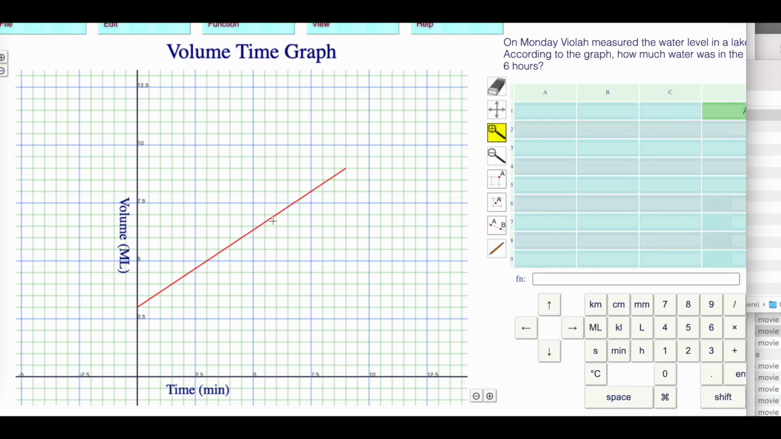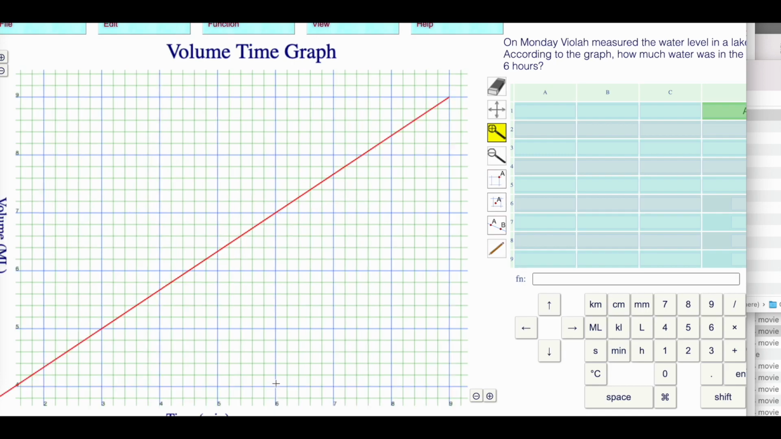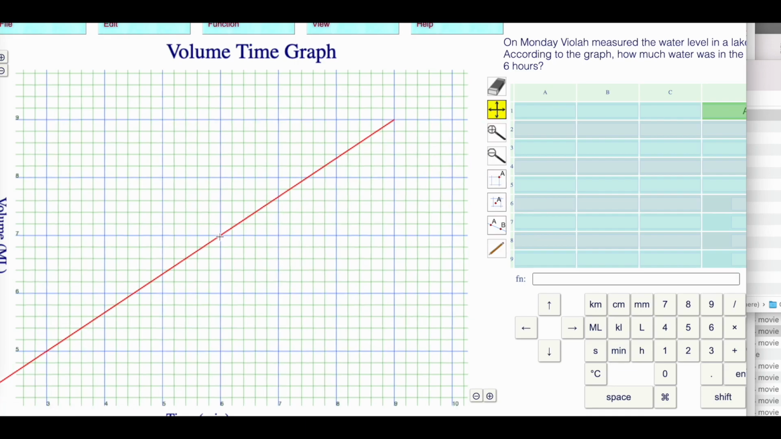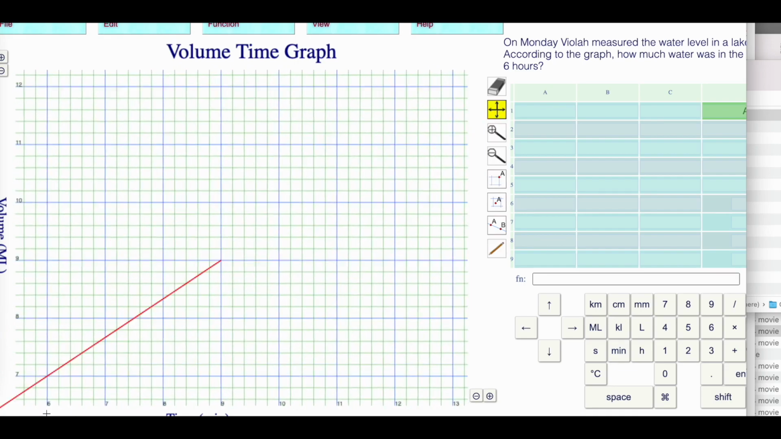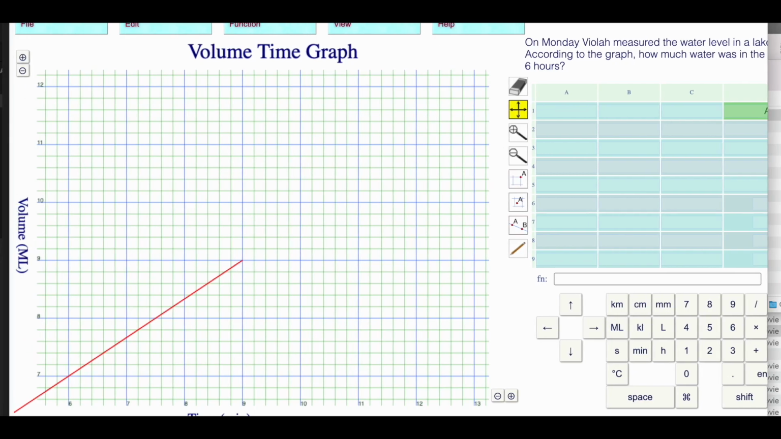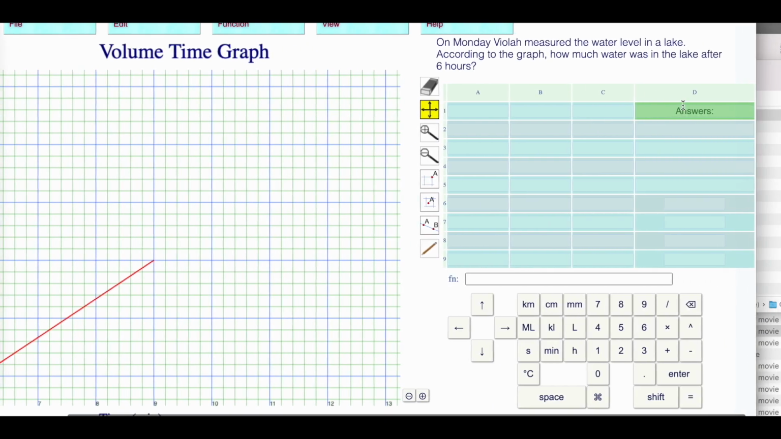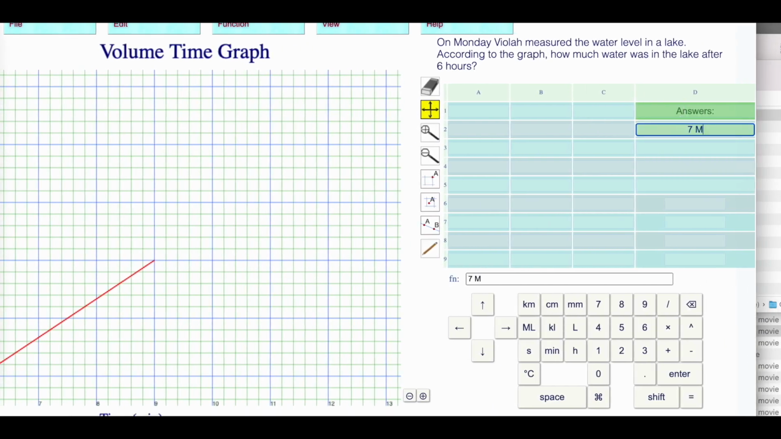You can just click on the magnifying glass on where you think the 6 is, and you'll see the 6 should appear. We can see that that corresponds to a 7 here, and you can drag this closer to the numbers. The 6 corresponds to the 7. So there were 7 megaliters of water. Capital ML is megaliters, not milliliters. 7 megaliters. Capital M, capital L.